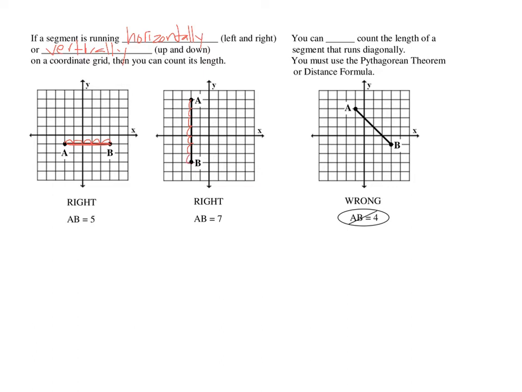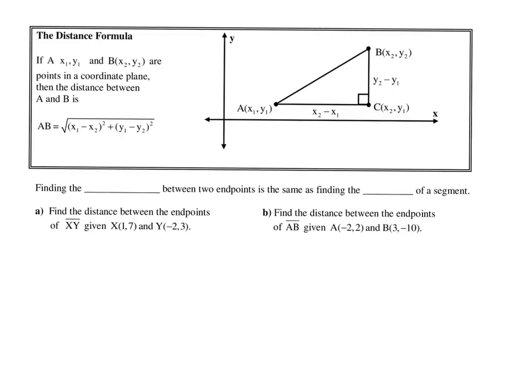You cannot, however, count the length of a segment that runs diagonally. All right, I've seen students do this before. 1, 2, 3, 4. Nope, that does not work. You must use the Pythagorean theorem to figure out that length, or the distance formula, which we're going to get to next.